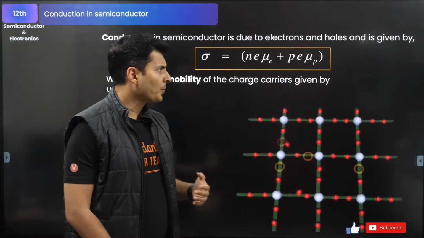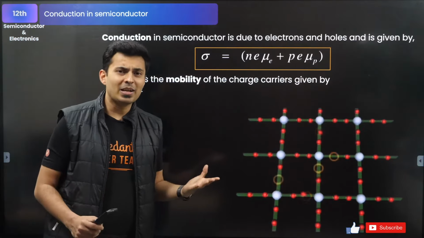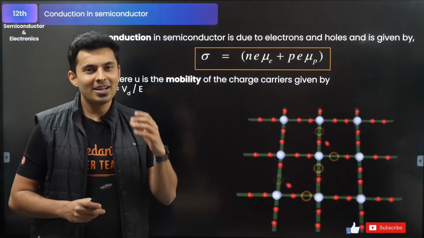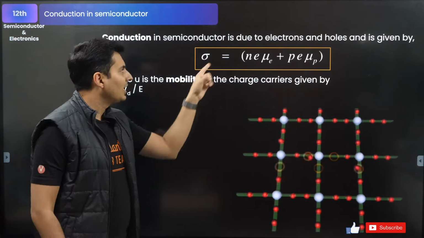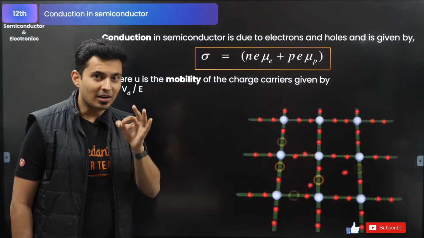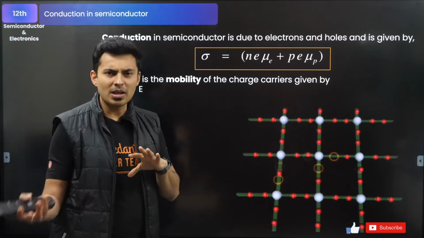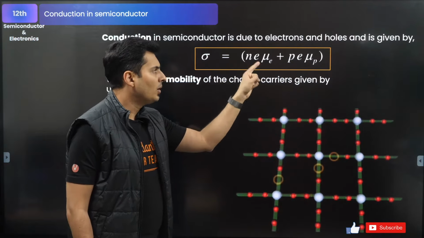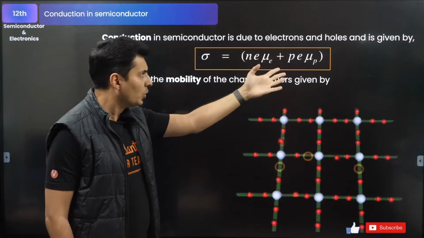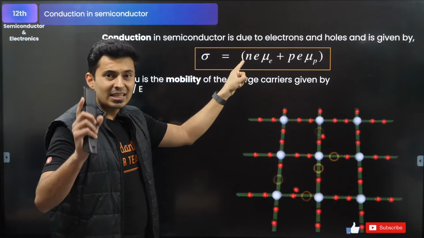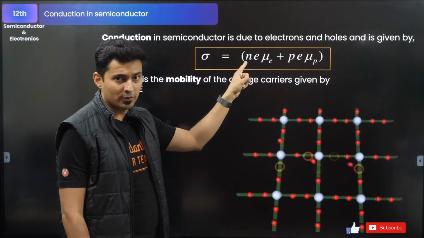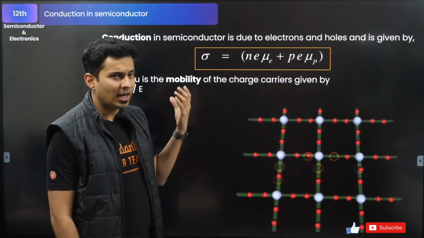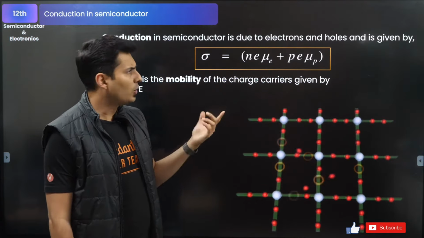I also told you that whenever you have any semiconductor, both electrons and holes participate in the flow of current, right? So the conductivity of such a semiconductor where there can be some holes, some electrons is given by Ne mu plus Ne mu, where N is nothing but the number of electrons present per unit volume, that is the electron concentration, and e is the electron charge.